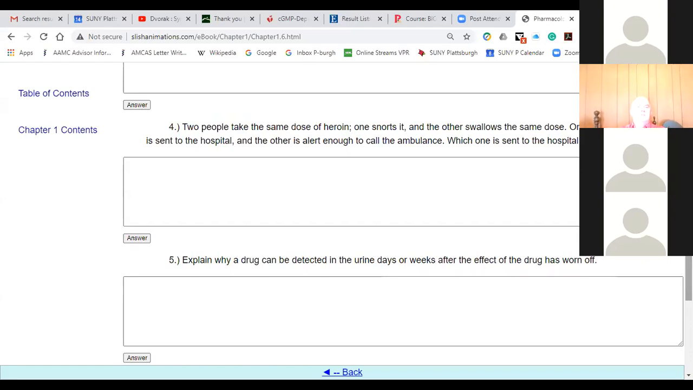Okay, another pharmacokinetic question. Two people take the same dose of heroin. One snorts it, the other swallows it. One person overdoses and is sent to the hospital. The other is alert enough to call the ambulance. Which one is sent to the hospital and why? This is worth 10 cents. Everybody gets this one right. The one who swallows it is fine. Right, because it's taking a lot longer to reach the brain.